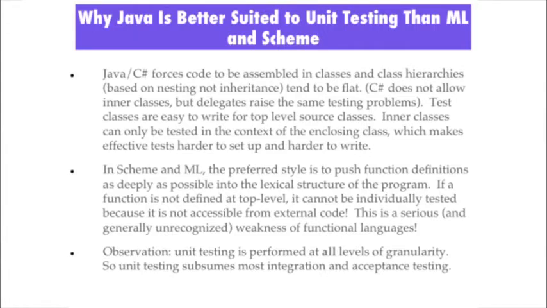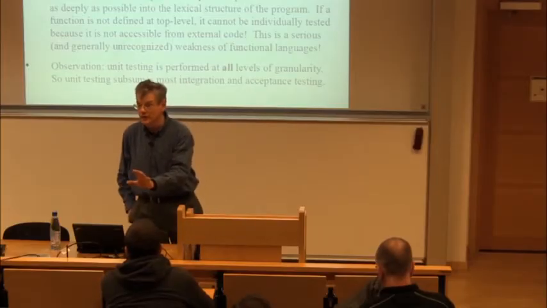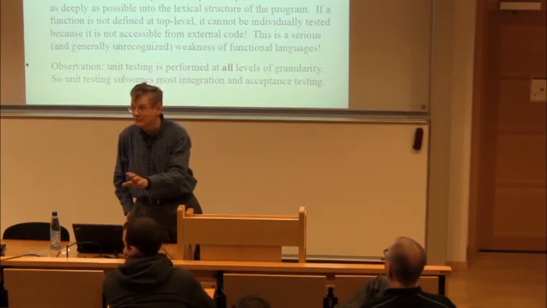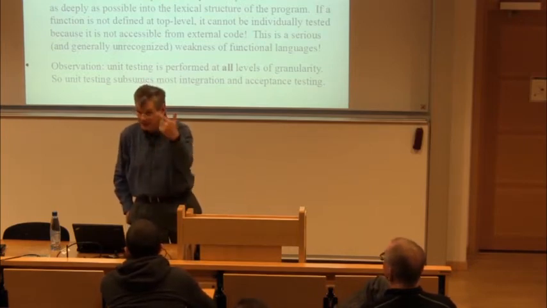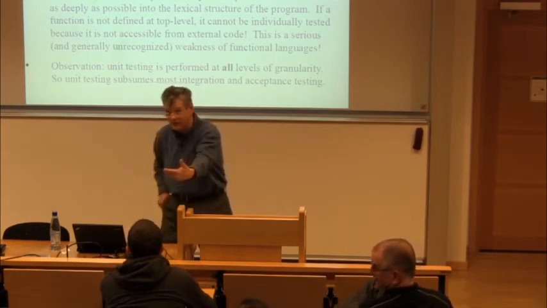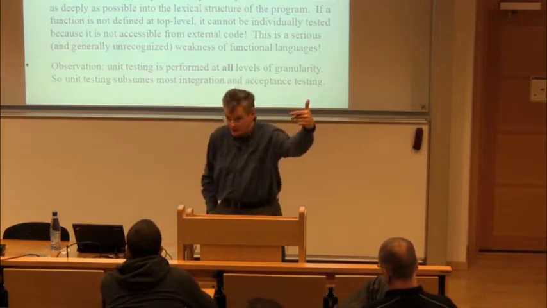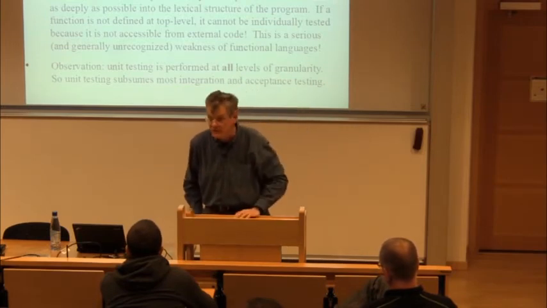Okay, so now why is Java better suited to unit testing than ML and Scheme? Well, this is the impact that writing in Java has on code. When you write something in Java, you have everything in terms of classes that are top-level things. Now, occasionally you use a true inner class, but how many of you use true inner classes a lot? I'll use static inner classes because I want to put a whole bunch of classes in the same file. But that's not the same thing. I'm talking about an inner class where, when you create the inner class instance, you have a parent instance that you can refer to from the inner class.